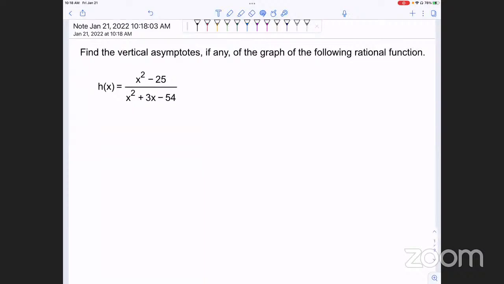So the vertical asymptotes, right? So here, it's a good idea to go ahead and just factor the numerator and the denominator, right? So if we start with the numerator, this is a special factoring scenario.